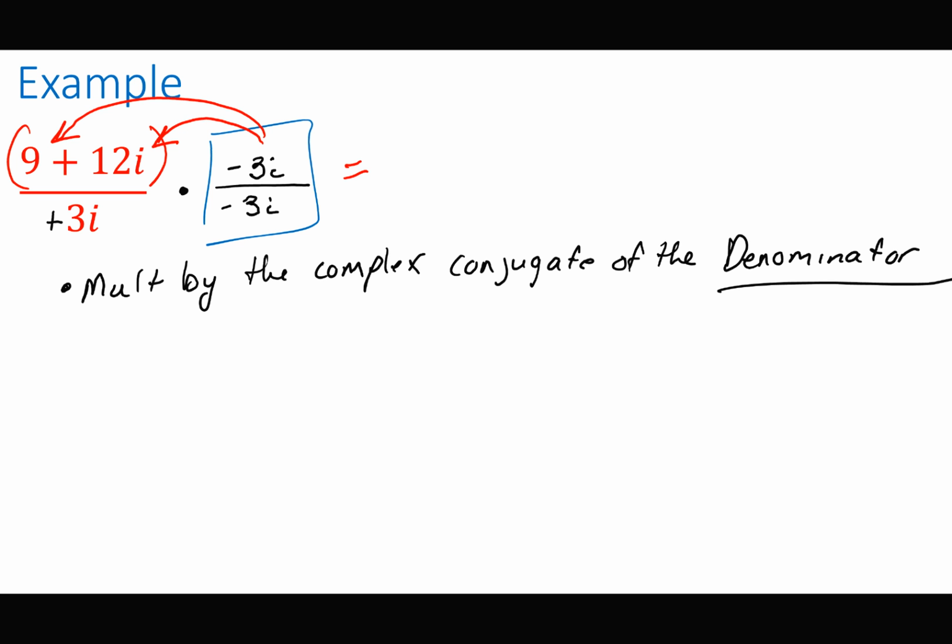Negative 3 times 9 would be a negative 27i. Negative 3 times 12 is going to be a negative 36i squared. In my denominator, positive 3i times a negative 3i will give me a negative 9i squared.